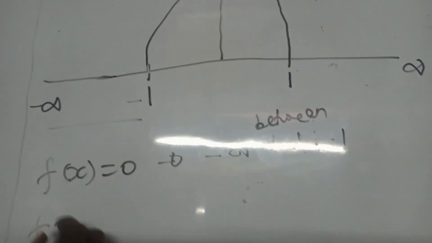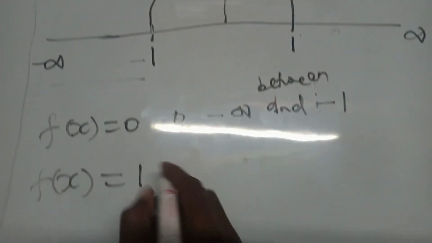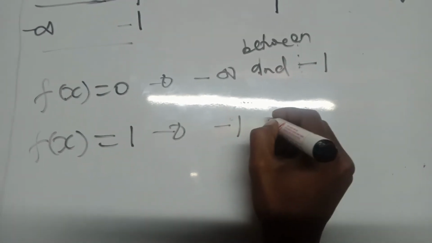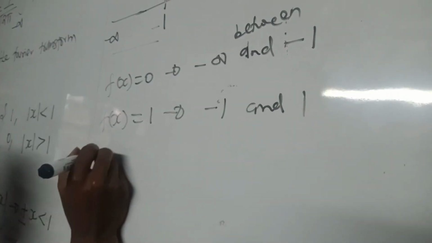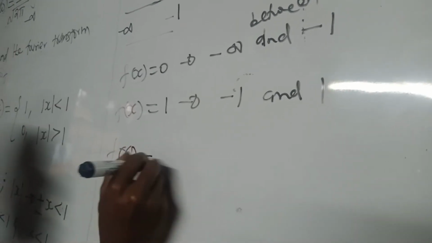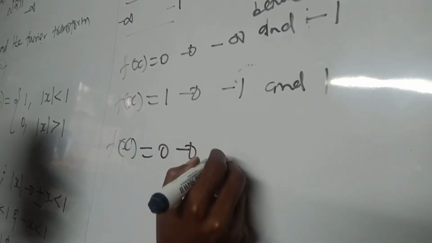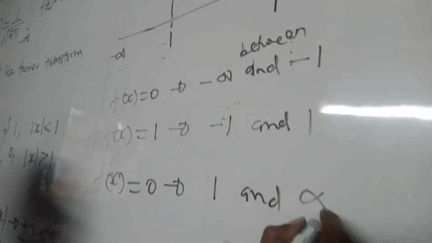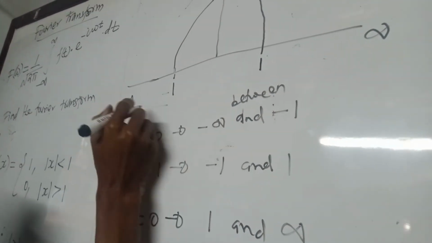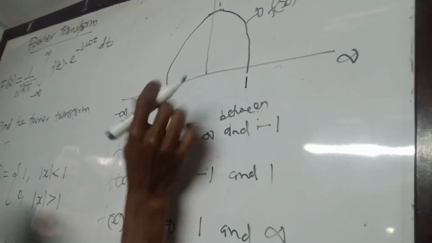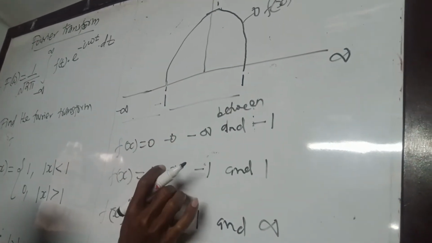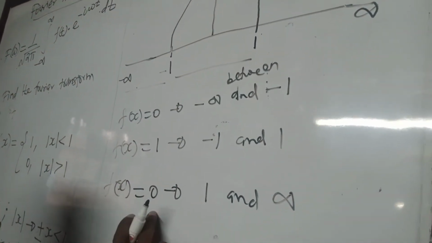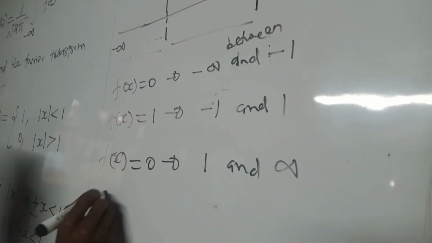And we have f of x is equal to 1, which runs from negative 1 to 1. And we have f of x is equal to 0, beginning from 1 and between 1 and infinity. So this part is for this part. This other part here is for f of x is equal to 1. This other part is for f of x is equal to 0. So from here now we go to Fourier transform.